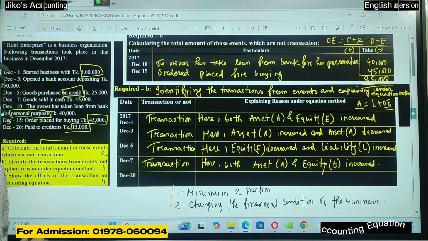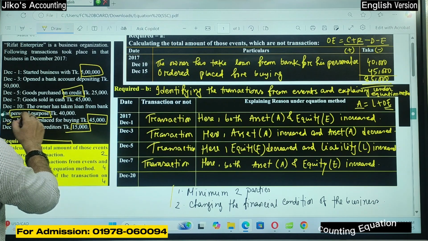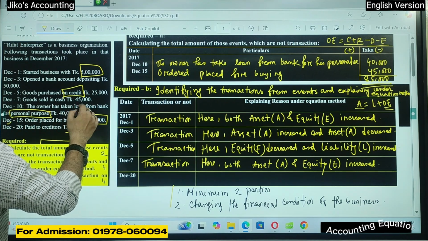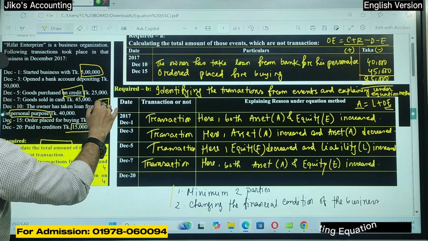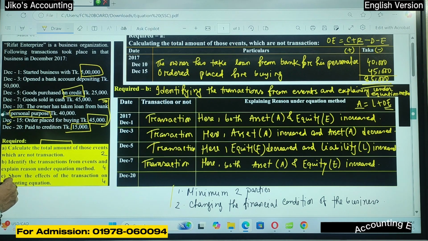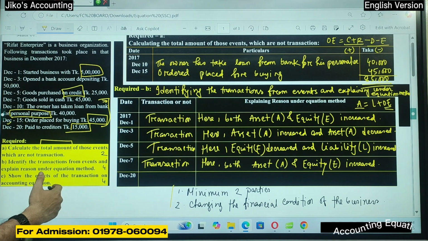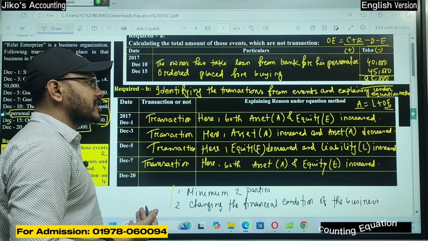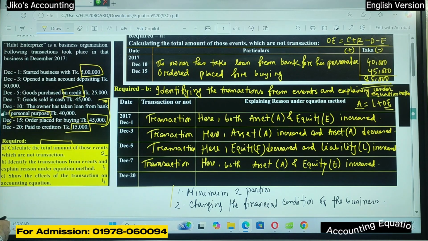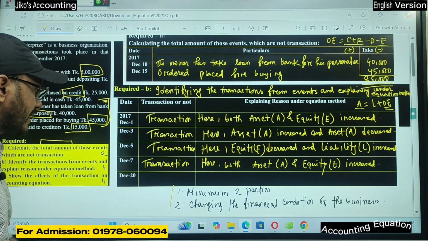Then what is our last one? You can see here 10 and 15. Both of these are events, they are not transactions. That's why we have to omit them. We don't have to write them down, because we have been told to identify only transactions, then write down the explanation under the equation method. There are some events which are not transactions, so you don't even have to record them.